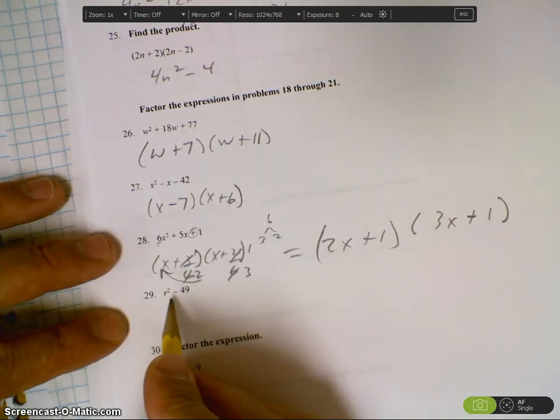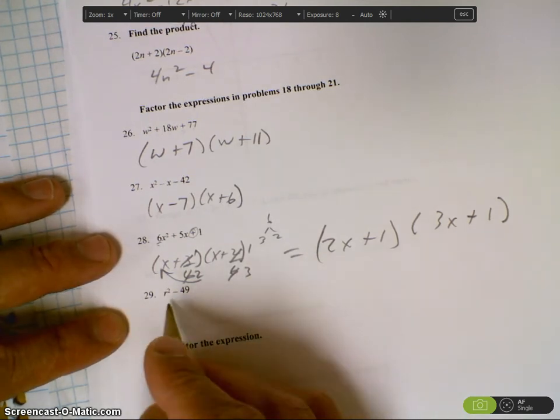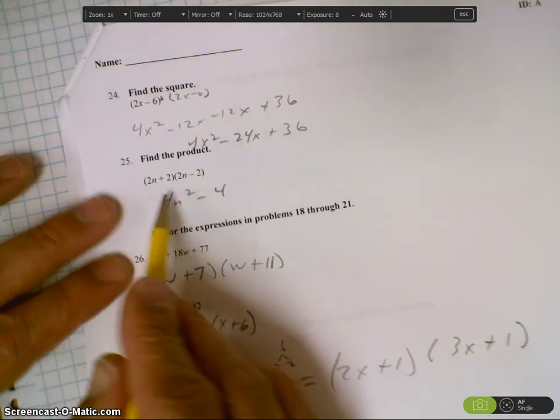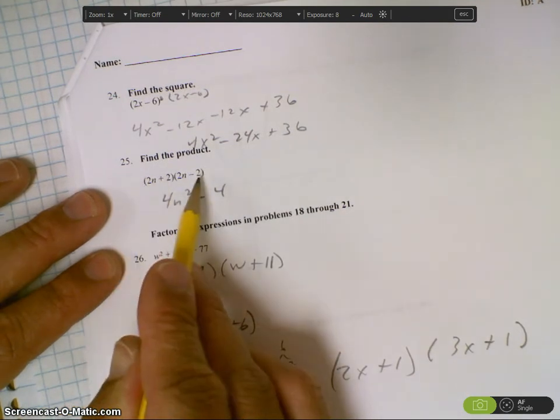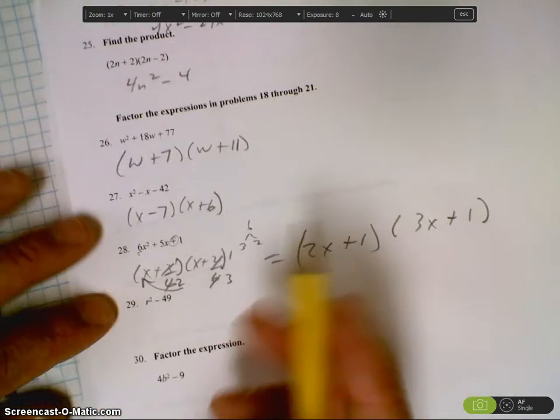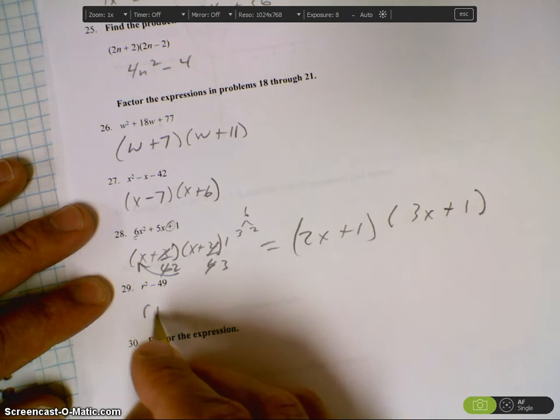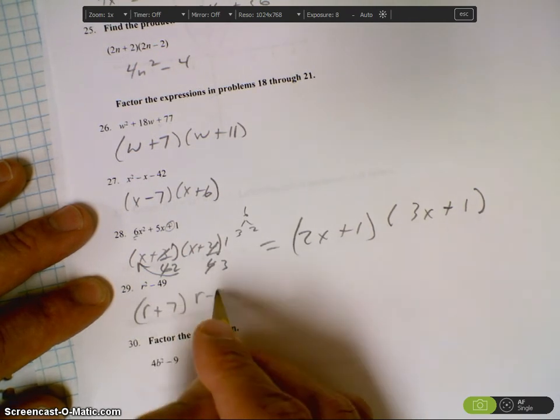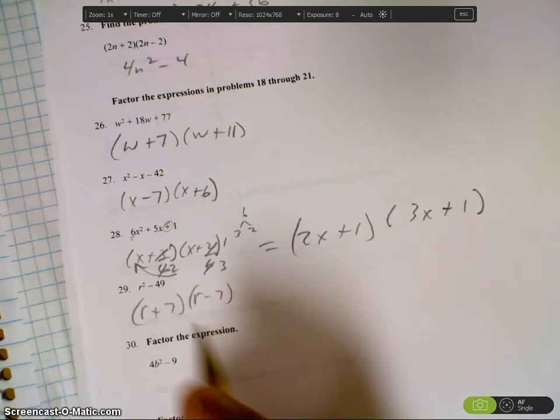And 29, r squared minus 49 is the difference of two squares. So that's very similar to what's up here. Same binomials with different signs in the middle. And so I'm going to get r plus 7 and r minus 7. All right.